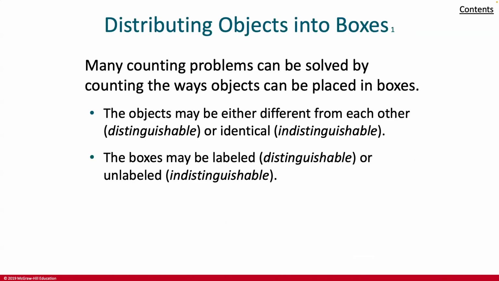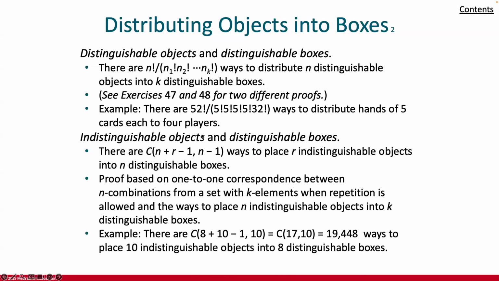Well, what about distributing objects into boxes? Many counting problems can be solved by counting the ways objects can be placed in boxes, and this has quite an array of applications. The objects can be either different from each other, so that would be distinguishable, or identical, which would be indistinguishable. The boxes may be labeled, distinguishable, or unlabeled, indistinguishable. Take indistinguishable objects with indistinguishable boxes. Here we have the equation for the ways that we can distribute them.